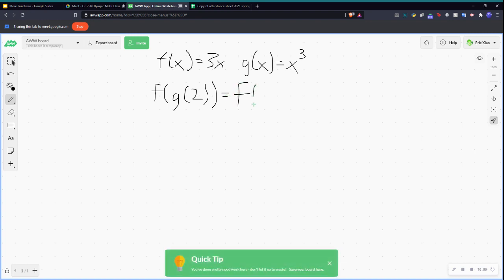Okay, so if you're using the technique on the right that I showed you guys earlier, you substitute 2 into g of x. So you just do 2 cubed right here. So this is f of 8. And then you just substitute 8 into f, which is 3x. So this is just 3 times 8, and that's 24. So you get 24. All right.